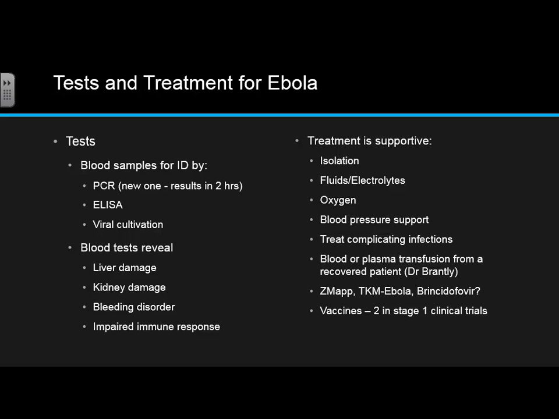And so ZMapp was actually given to Dr. Brantley, and we don't really know if it worked or not. But we're already out of it. So it's very hard to make, and it's very expensive. You know, things that are hard to make are always pretty darn expensive. But ZMapp was given to Dr. Brantley. Dr. Brantley did survive, but do we know if that is what actually contributed to his survival? And the answer is actually really no.